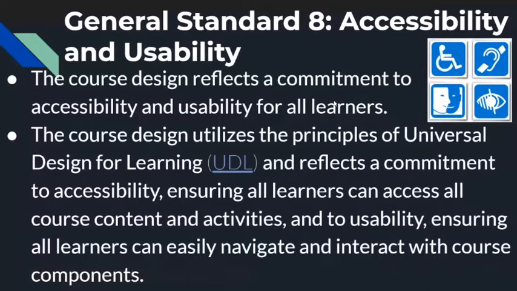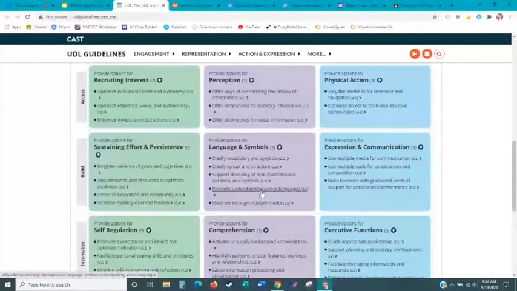universal for everyone. Some things like clarifying vocabulary and symbols, or clarifying syntax and structure, or promoting understanding across languages. Those things we may not even think about, but we are doing for our students, which is excellent. But there are some things that we don't think about unless that problem arises in our own classrooms. So we want to be ahead of the game and have this access already there for all of our students. A good example of something that we might not think about until we have it is offer alternatives for visual information.